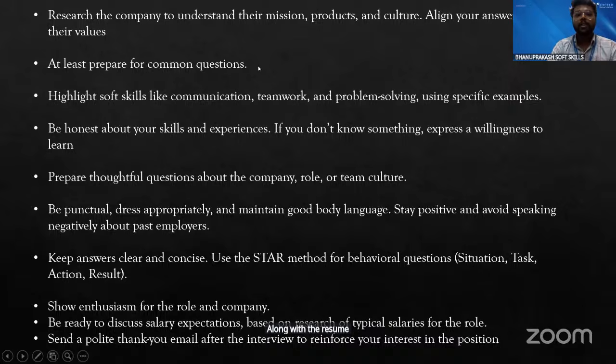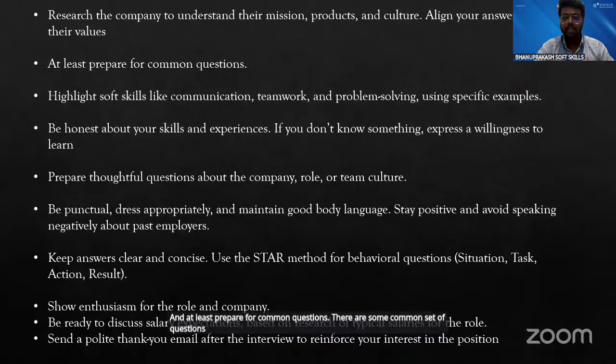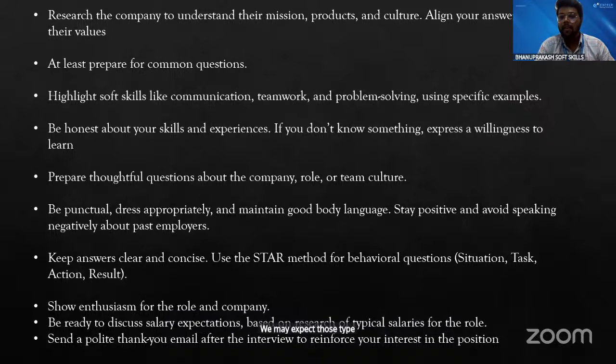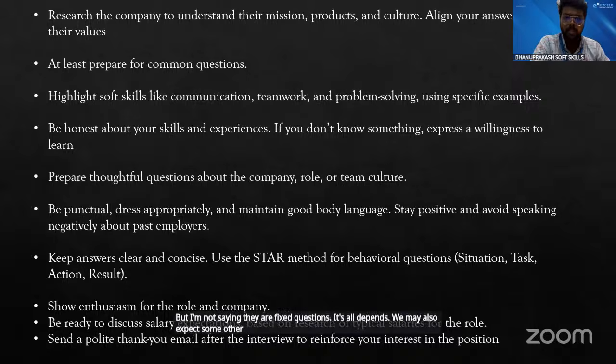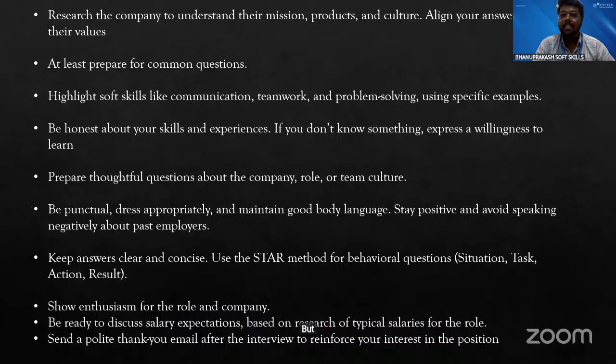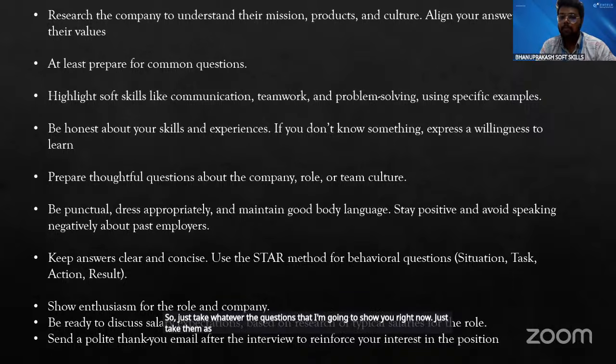And at least prepare for common questions. There is a common set of questions that come up in the HR round, but I'm not saying they are fixed questions. It all depends. We may also expect some other questions other than the ones we are going to discuss right now. So just take whatever questions I'm going to show you right now as examples.